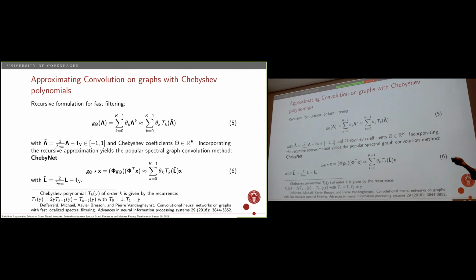Okay, so this is nice, and this is the ChebyNet paper, where you can have K spectral filters operating on your data. It's one of the, I think, most widely used spectral graph convolutional filters.